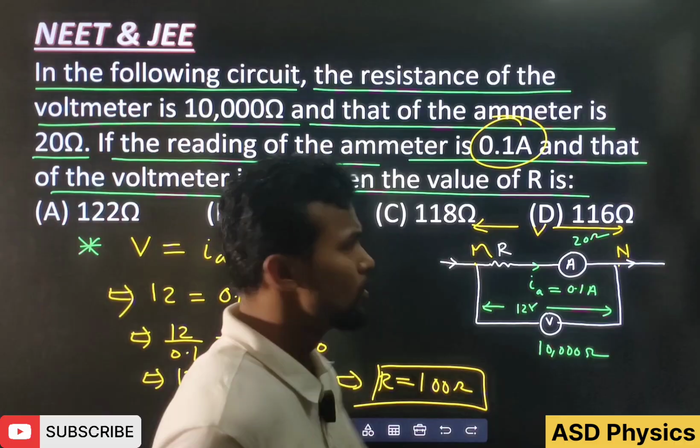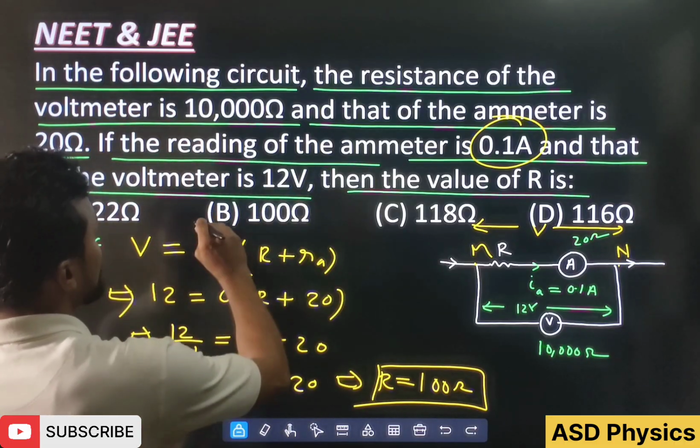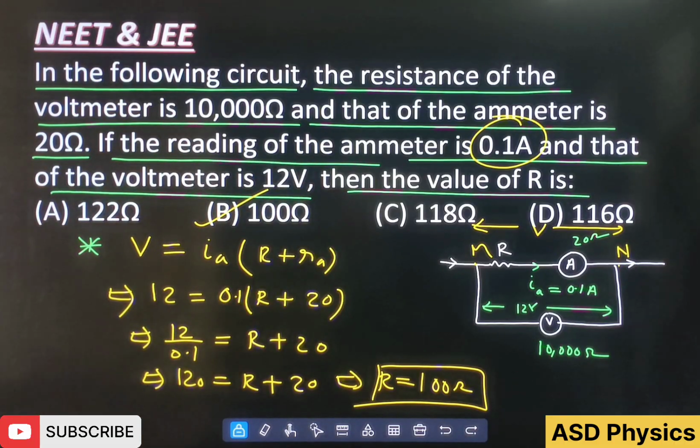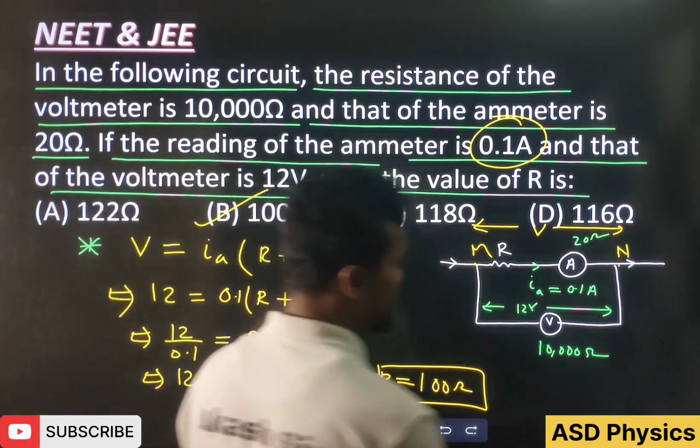The 10,000 ohm is of no use in this circuit. So 100 ohm is the correct answer, option B is the answer here. Great.